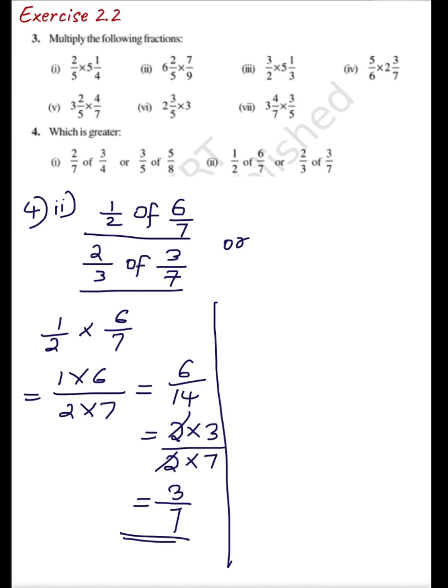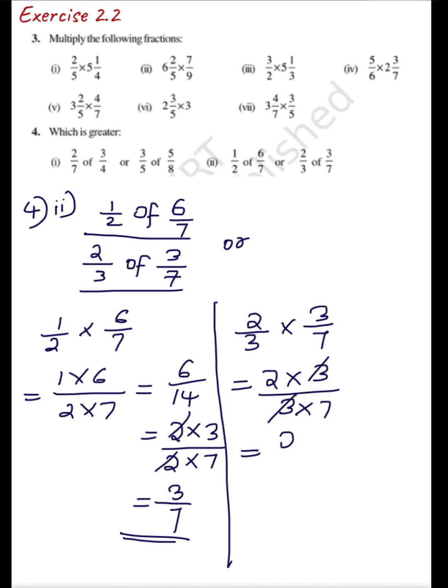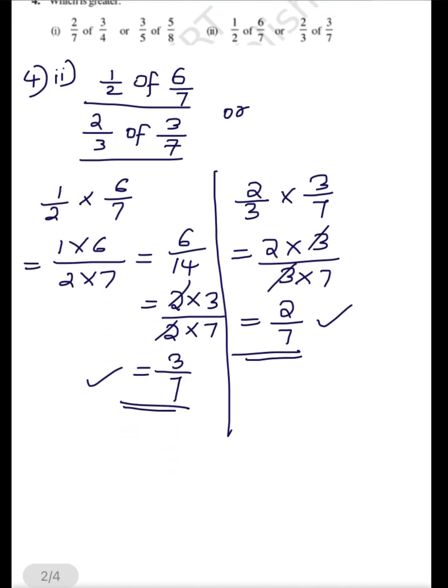Now let's see the second one. What is the second one? 2 by 3 of 3 by 7. That means 2 by 3 into 3 by 7. Okay. So let's multiply the numerators together. That is 2 into 3 divided by 3 into 7. So here you will cancel these 3. So you will get 2 by 7 as the answer. Okay. Understand? So here you got 3 by 7 and here you got 2 by 7. That means what? You have to compare these two numbers, that is 3 by 7 and 2 by 7.